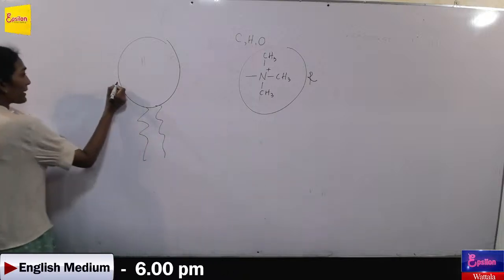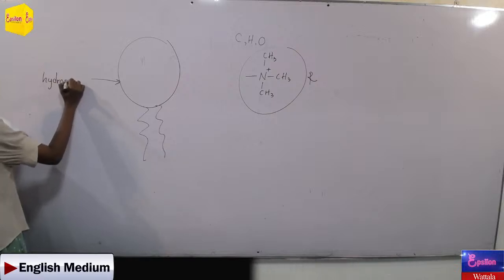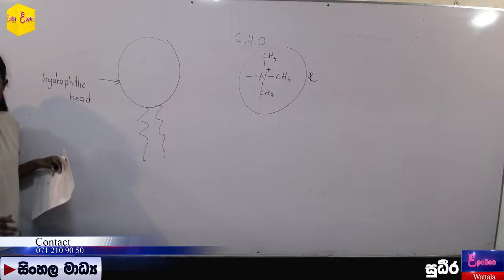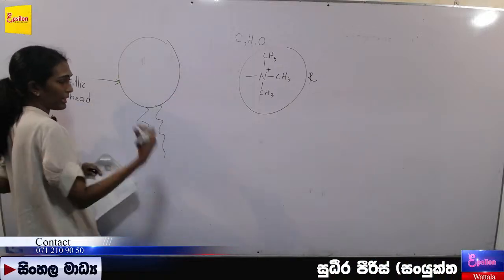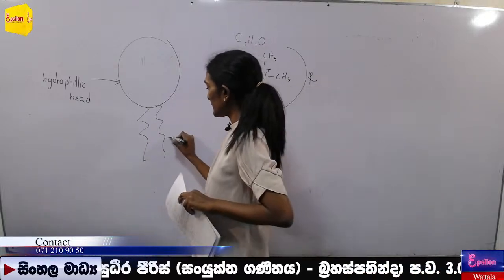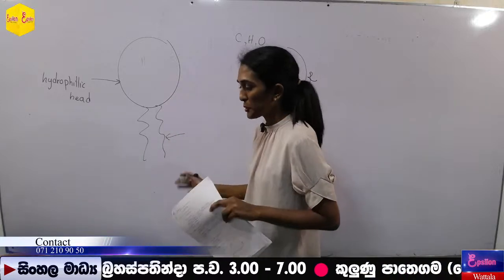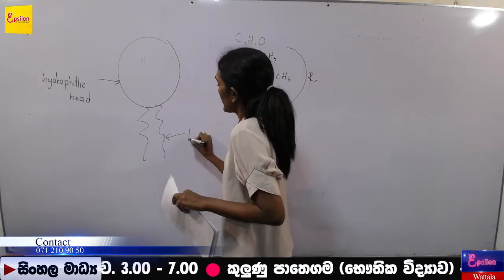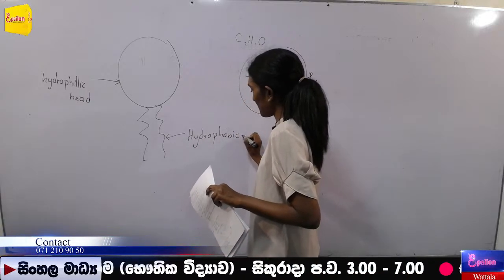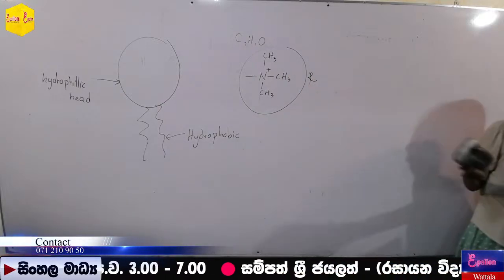So this head likes water, so we call it the hydrophilic head. The head is in favor with water. It likes water. Tail, these are two tails, right? It can be one or two. Most of the time it has two tails. The tail is hydrophobic in nature. Understood now? So the tail doesn't like water, the head likes water.